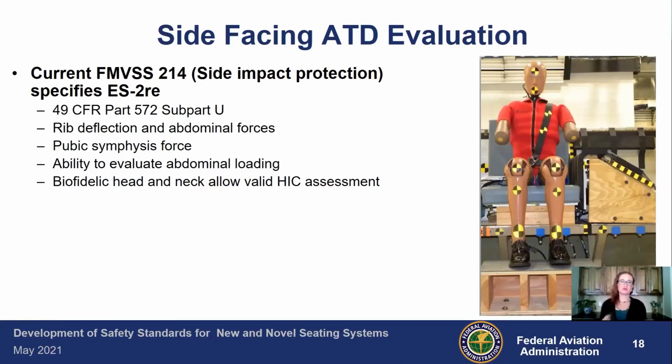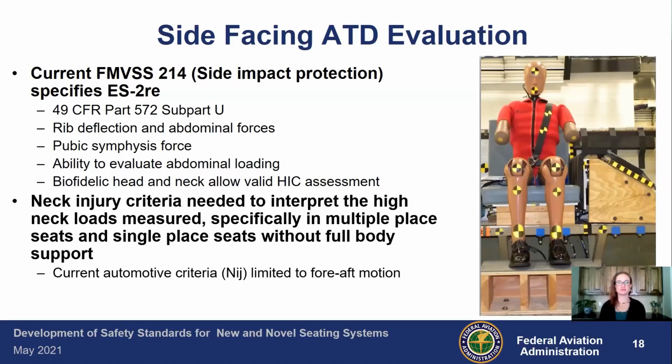And that ability to evaluate the abdominal loading depending on the height of the armrest is really important, as well as having a very biofidelic head and neck to allow HIC assessment. The limitation that we had with him was that the neck injury criteria that he has are limited to fore and aft motion. And based on what kind of movement that we saw, we were going to need the ability to get it in side to side and interpret that high neck loads that we were measuring, specifically in the multi-place seats and any single place seat without full body support.